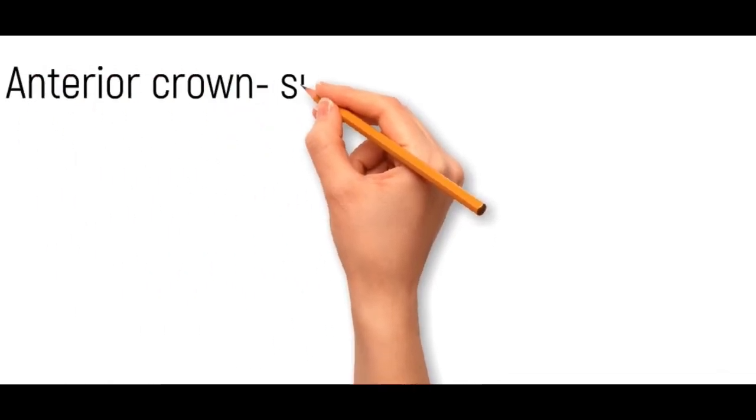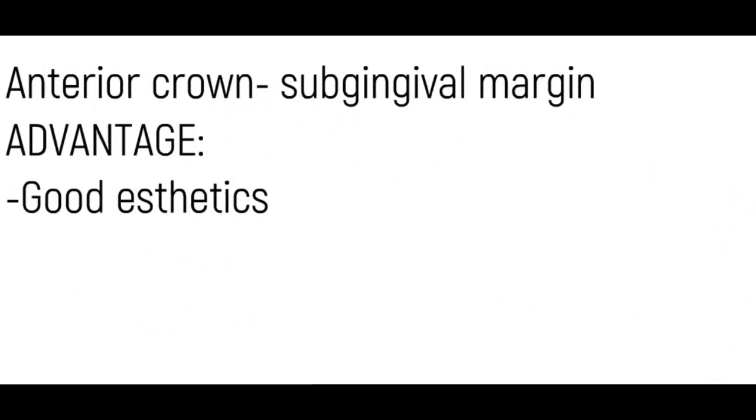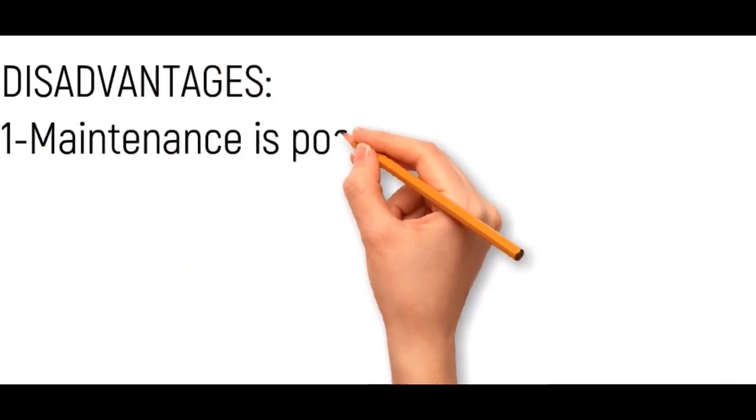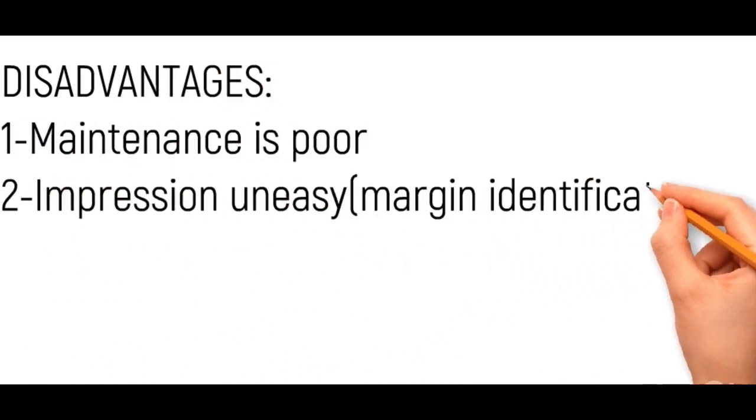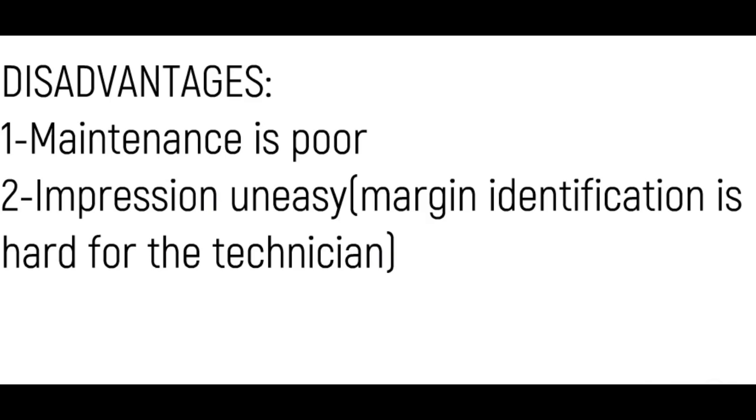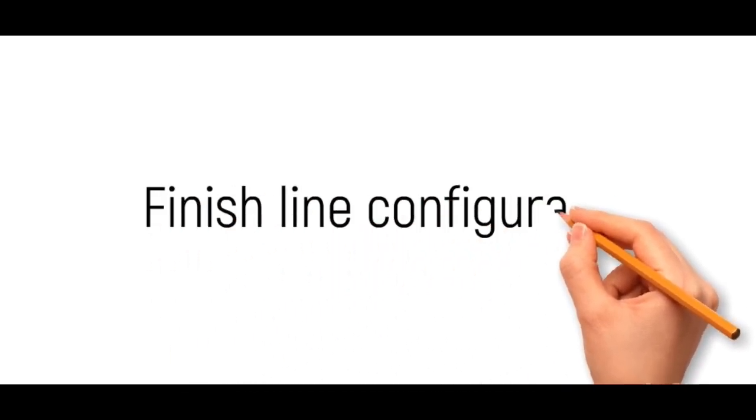There is only one disadvantage, that it has poor aesthetics, and that's the reason why we give it in the posterior teeth. Now talking about the advantage of subgingival margin, it has good aesthetics. Just now I told you it has good aesthetics, that's why we give it in the anterior region. So the advantages and disadvantages of subgingival margin are vice versa to supragingival margin. The disadvantage is that maintenance is poor and impression is difficult. Margin identification becomes difficult for the technician.